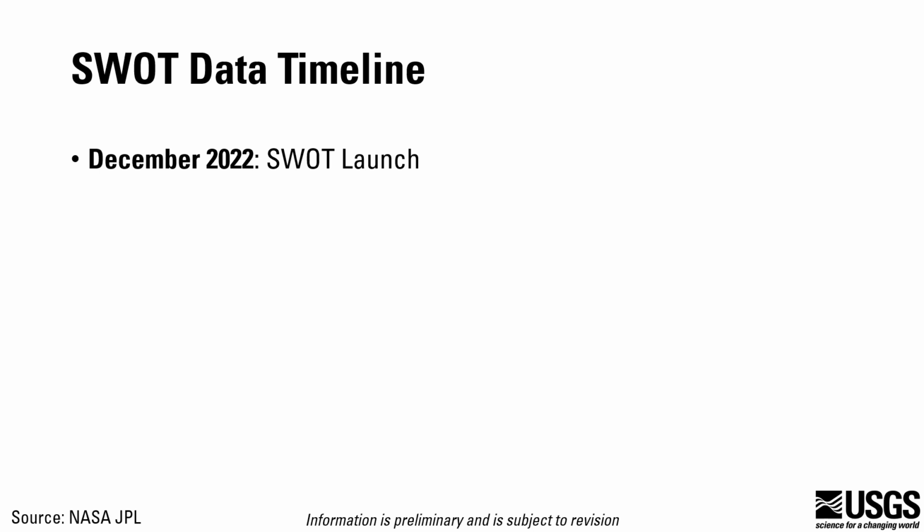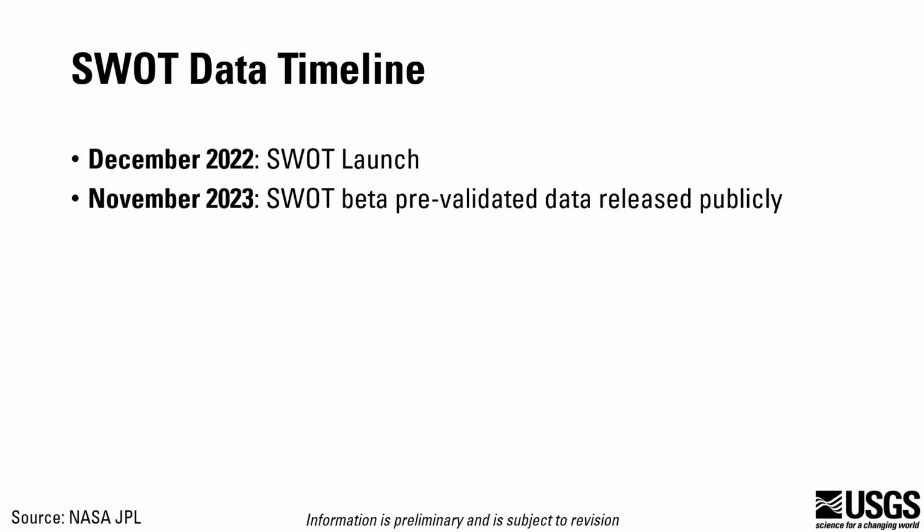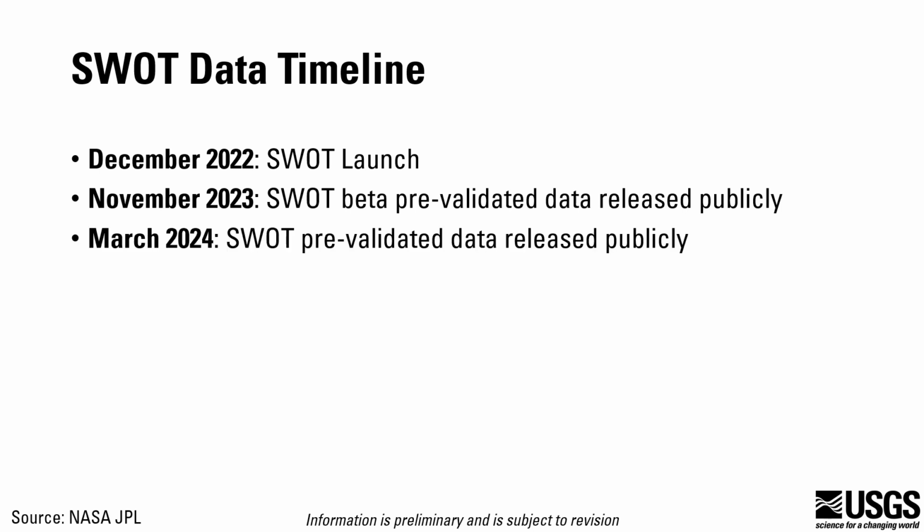In terms of the data timeline for availability, SWOT launched in December of 2022. In November of 2023, SWOT beta pre-validated data was released publicly for the hydrology level 2 data, that is. And in March of 2024, the same hydrology SWOT pre-validated data was released publicly.